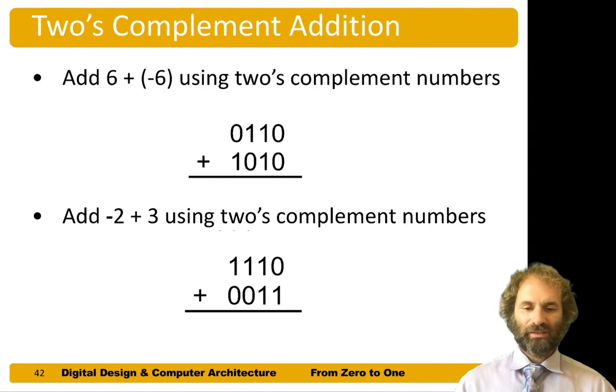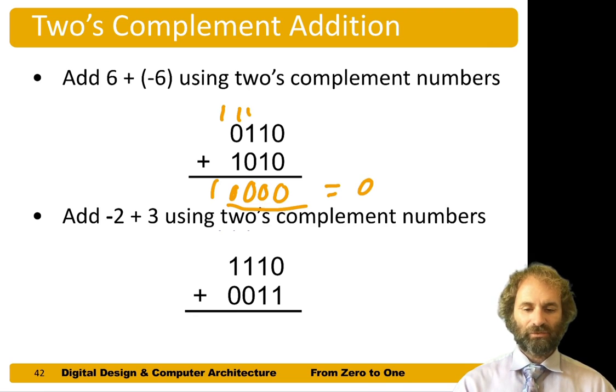Addition works in 2's complement. For example, let's do 6 plus negative 6. 0 plus 0 is 0. 1 plus 1 is 0, carry a 1. 1 plus 1 plus 0 is 0, carry a 1. 1 plus 0 plus 1 is 0, carry a 1. We get an overflow out that we discard, and we're left with 0.